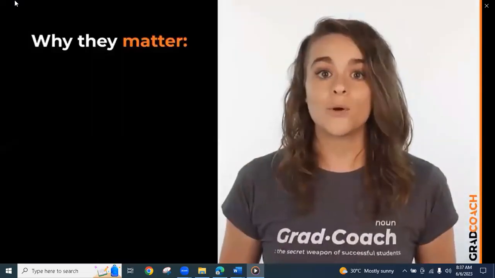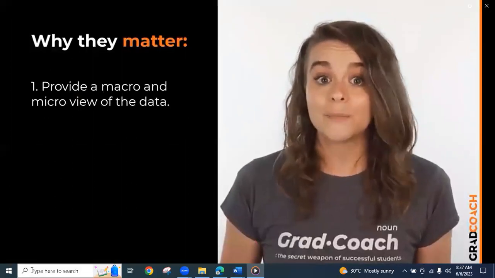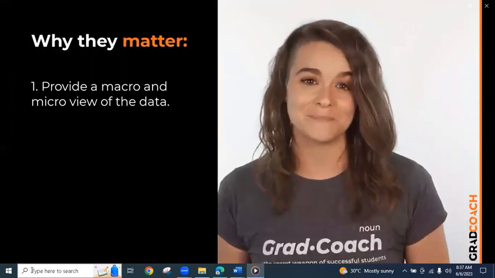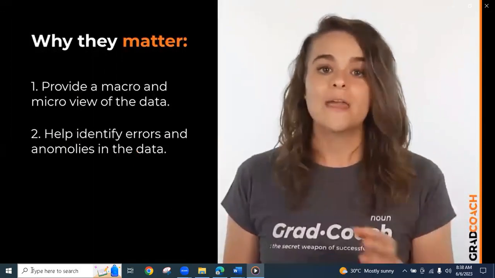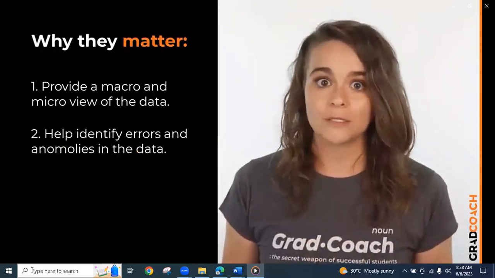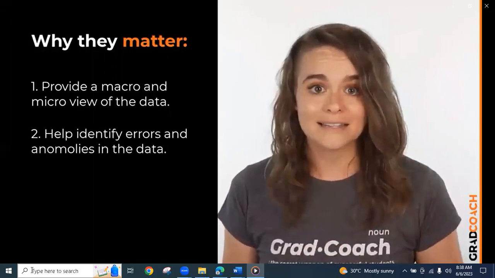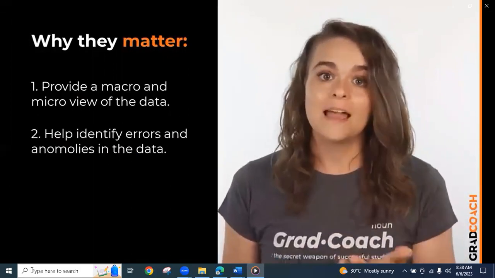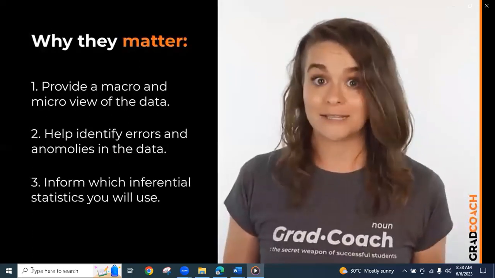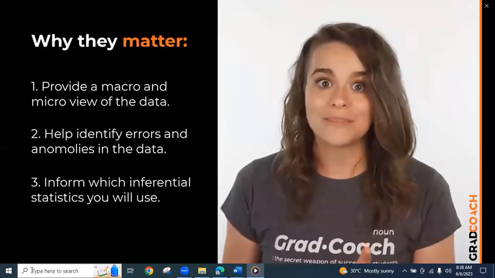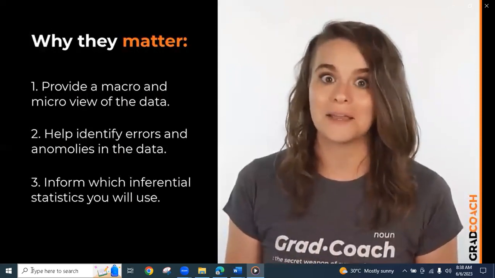Firstly, they help you get both a macro and micro level view of your data. They help you understand both the big picture and the finer details. Secondly, they help you spot potential errors in the data. For example, if an average is way higher than you'd expect, or responses to a question are highly varied, this can act as a warning sign that you need to double check the data. And lastly, these descriptive statistics help inform which inferential statistical methods you can use, as those methods depend on the shape of the data. We'll explore this a little bit more later on.